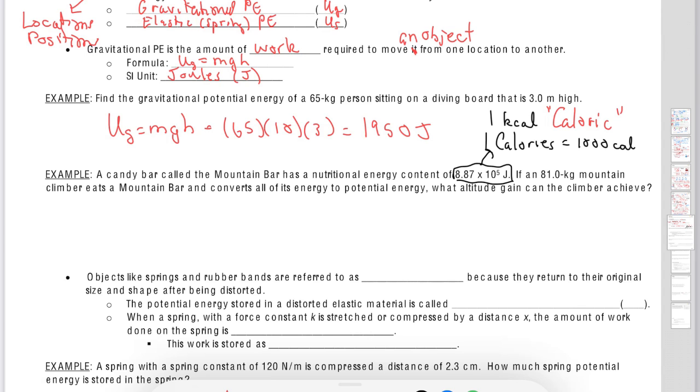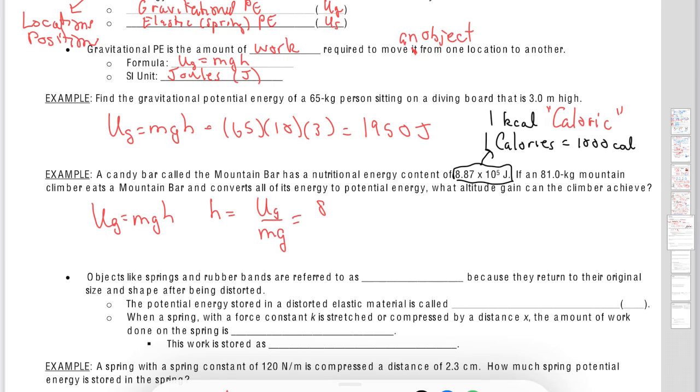This question is asking how high this mountain climber can climb if they eat one candy bar, and they have a mass of 81 kilograms. We start with our basic equation, U sub g equals mgh. We're going to solve this for h, so it's simply U sub g over mg.